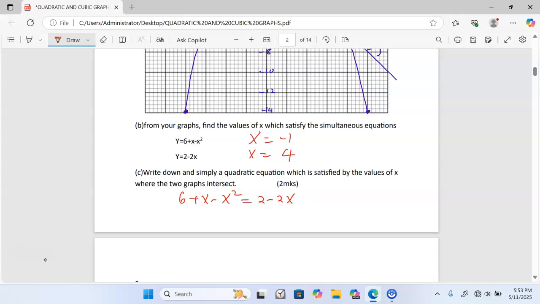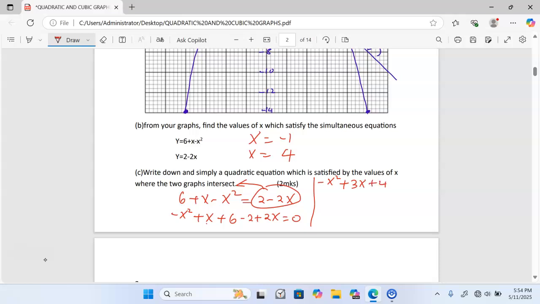From here, if we bring all this to the other side, we are going to have to begin with minus x squared plus x plus 6, then minus 2 plus 2x, and this one is going to be equal to 0. So what we have done is to take 2 minus 2x to this other side, and of course now we are going to have minus x squared, x and 2x will give us +3x. Then we are going to have 6 minus 2, you get +4.